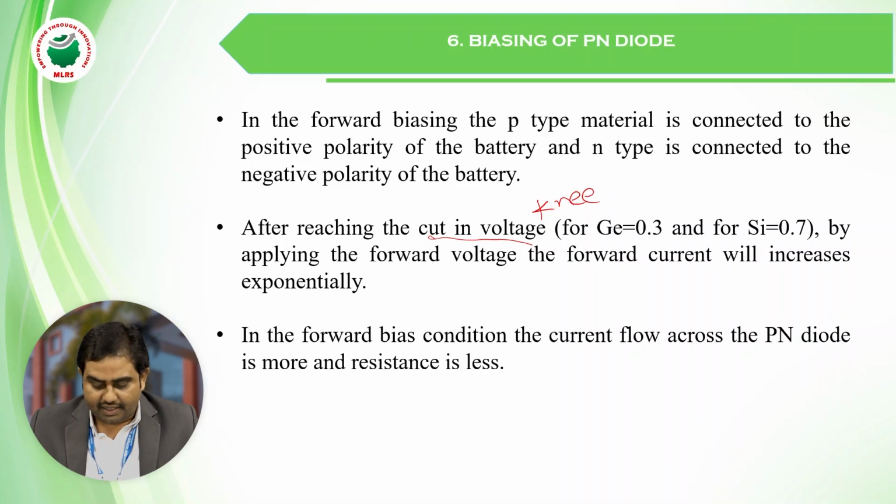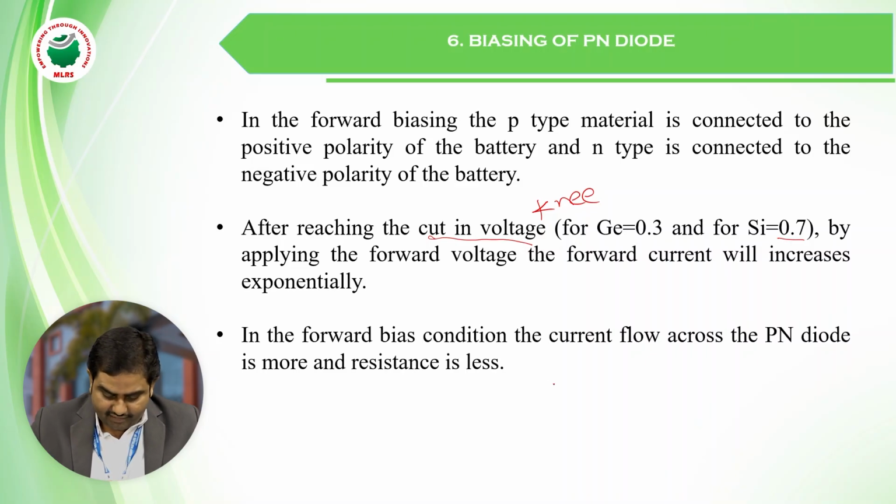That means up to 0.2 to 0.3 volts. And let us assume we are considering a silicon semiconductor material to prepare a p-n junction diode. Then the cut-in voltage will be 0.6 to 0.7 volts. So after reaching the cut-in voltage, by applying a forward voltage, the forward current will increase exponentially. How it is going to increase, we will see in the VI characteristics. In the forward bias condition, the current flow across the p-n diode is more and the resistance is less.